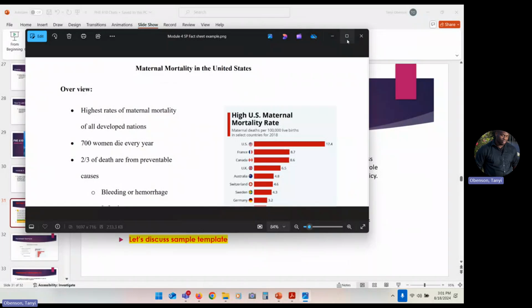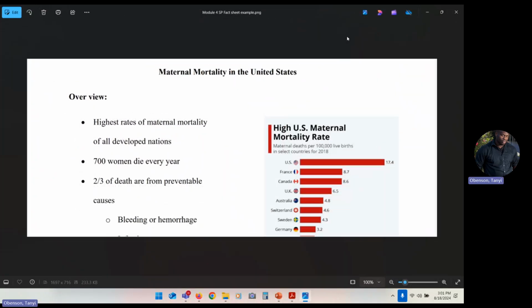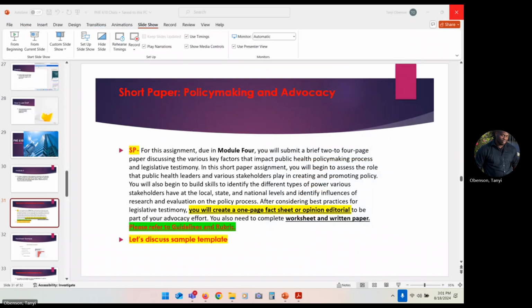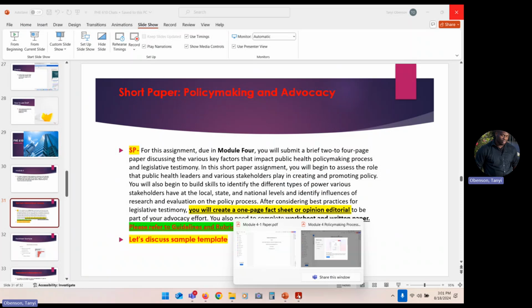Okay, so this is a sample of the fact sheet that you would need to do. This example discusses maternal mortality in the United States. So a fact sheet should have some data regarding whatever topic you choose. Again, like I said, this is for high maternal mortality in the United States. So this is what your fact sheet should look like. There's various other examples on the internet.